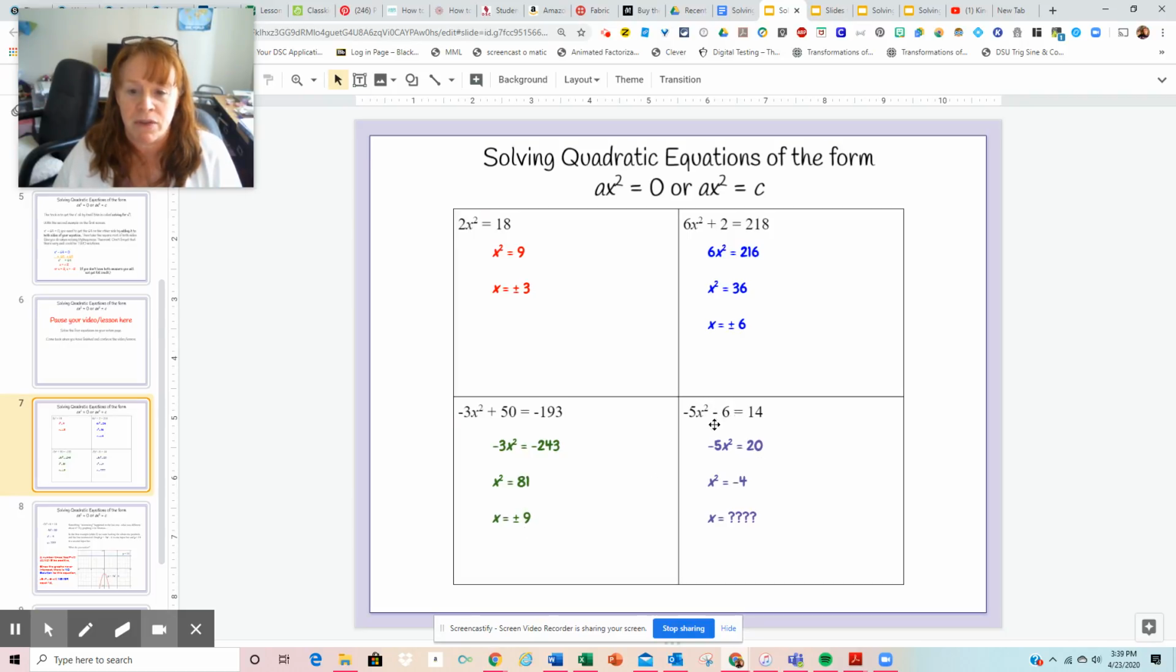Over here, I'm going to follow my rules of algebra, add 6. I'm going to get negative 5x squared equals 20. But now when I divide by that negative 5, I get negative 4. That does not give me 2 or a negative 2. It doesn't work that way. So you need to think about that. What number times itself, that's what this x squared means, is going to equal negative 4?